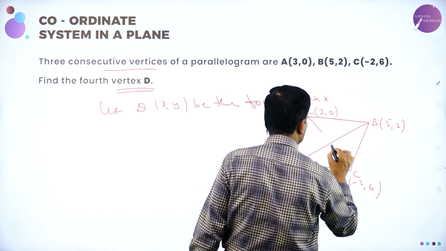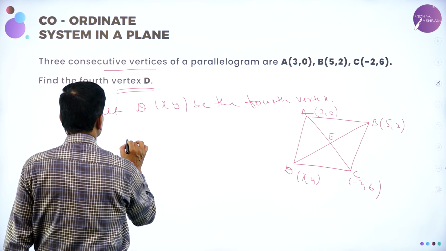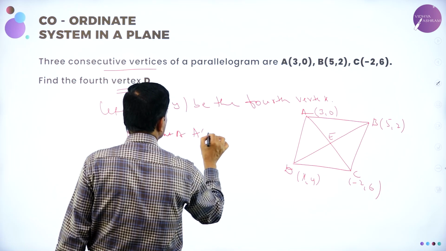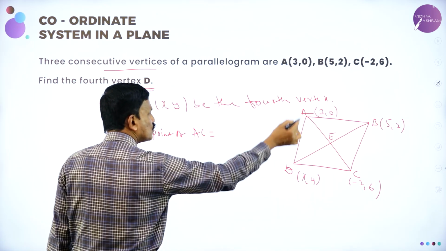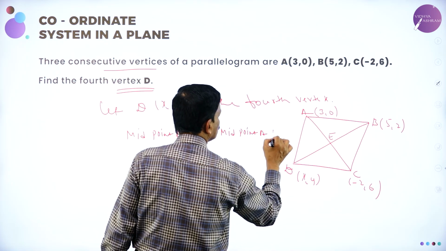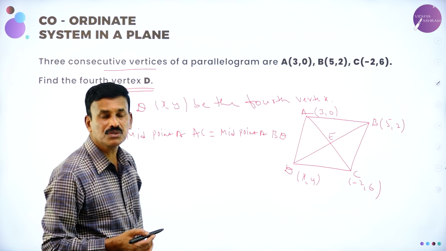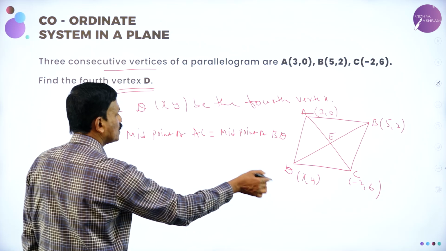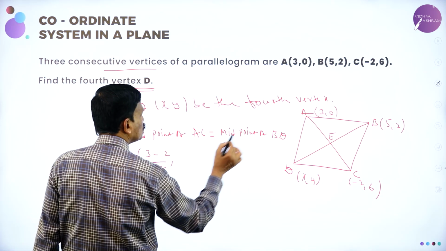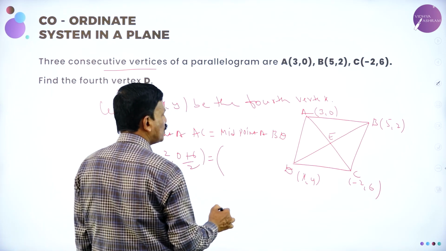This is same as that of the previous problem. E is the midpoint. So midpoint of AC is equal to midpoint of BD. Equate it. That's it. What is the midpoint formula? Same, (x1 plus x2) by 2, comma, (y1 plus y2) by 2. Midpoint of AC, that is nothing but (3 minus 2) divided by 2, (0 plus 6) divided by 2, is equal to midpoint of BD.